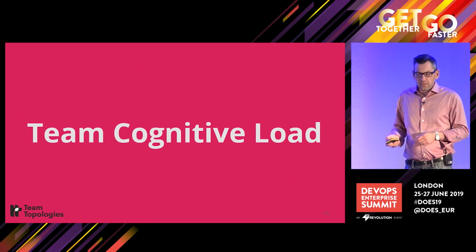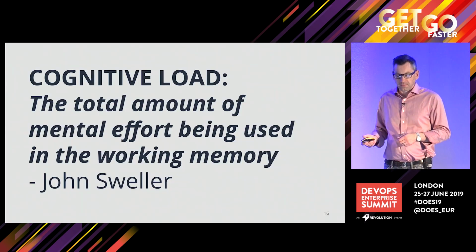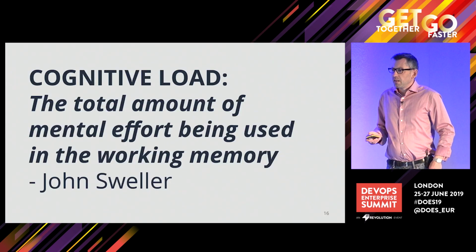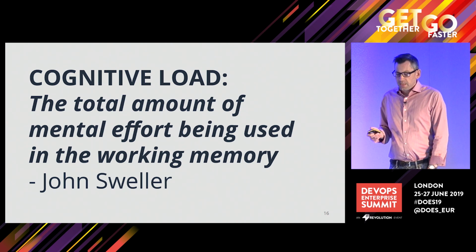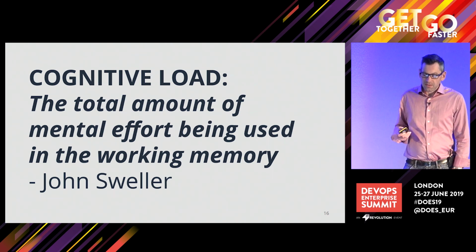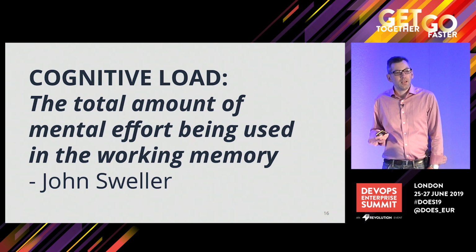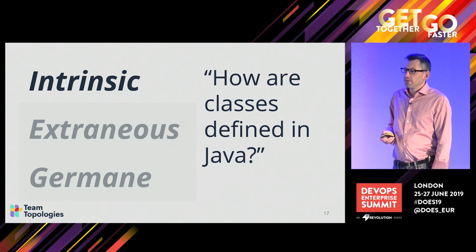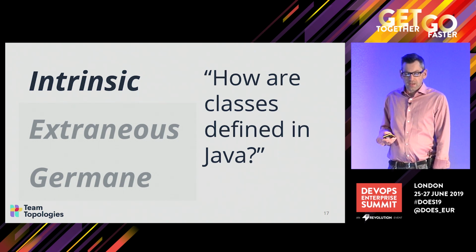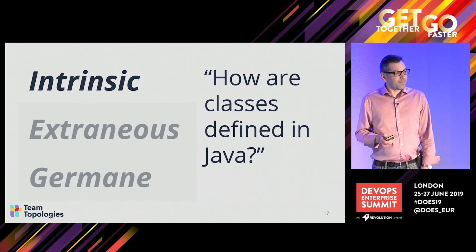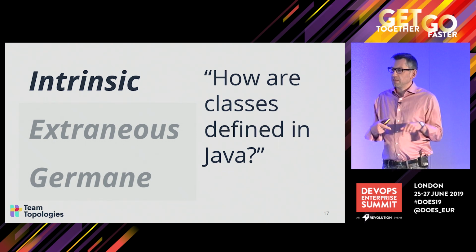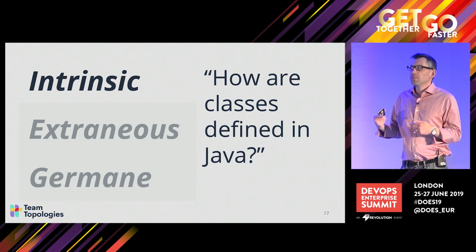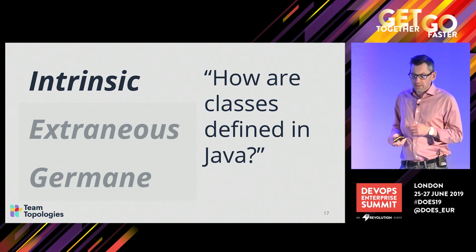So let's have a little look at what we mean by team cognitive load. It was defined in 1998 by psychologist John Sweller, and this is the total amount of mental effort being used in the working memory. And there are three kinds of cognitive load that John Sweller identified: intrinsic, extraneous, and germane. And in the context of software development, we can think of them in these three ways.